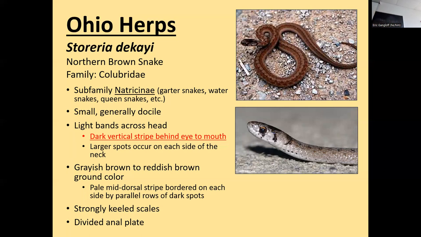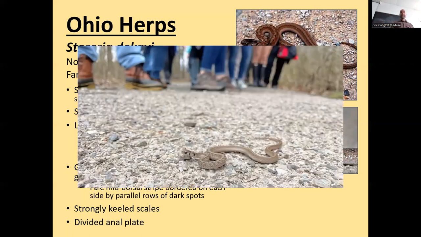They also have these keeled scales. So we talked about scales being smooth or keeled. And they have a divided anal plate. I talked about that a little bit as a distinguishing character. I'm not really so concerned that you know these two things. I'm just kind of presenting some general identifying information about them. But I would like you to be able to identify them from a photo. And in the case of some of the animals we'll look at, identify them by ear. But I'm not going to ask you to identify a snake by ear. And you remember we saw four of these at Gallant Woods.